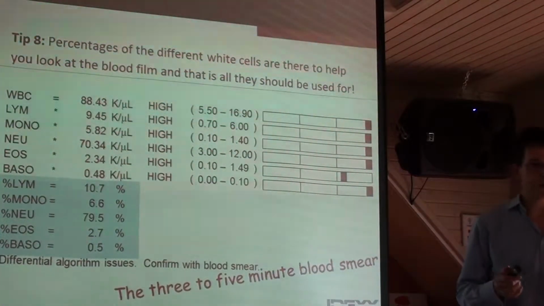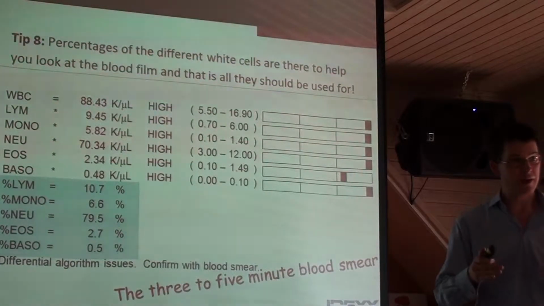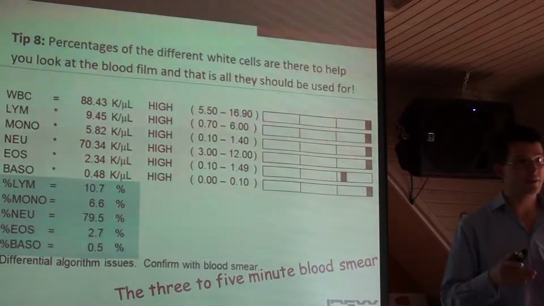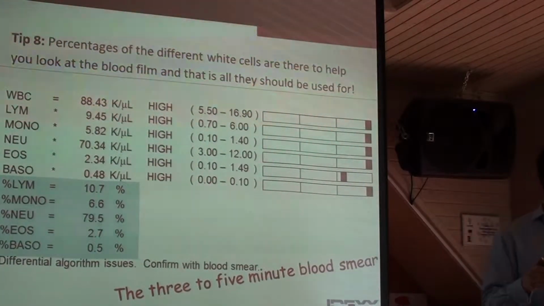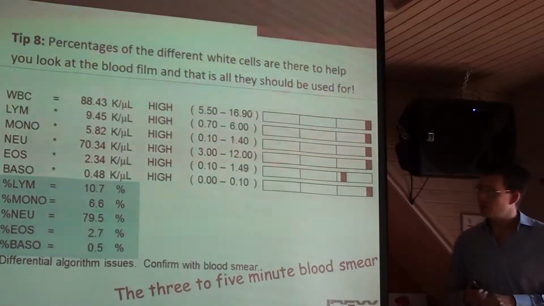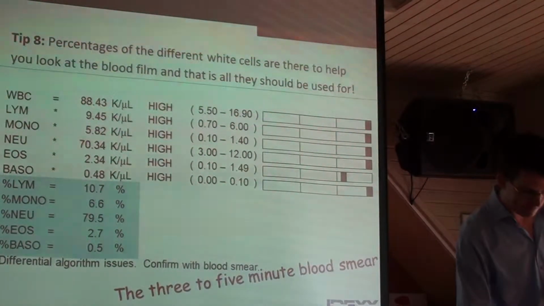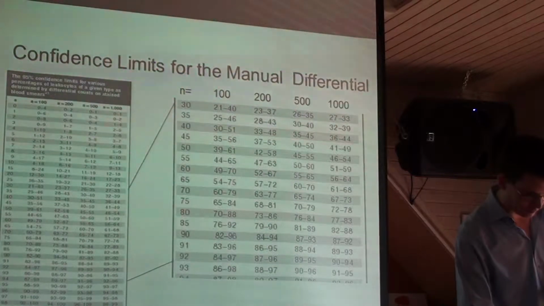We should be able to complete all of this and other examinations of the blood film within about 3 minutes. We know you don't have time to spend half an hour looking at a blood film. We must get it done in 3, at the most 5 minutes.